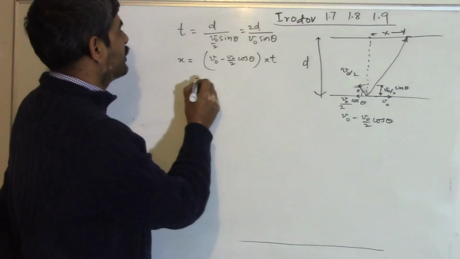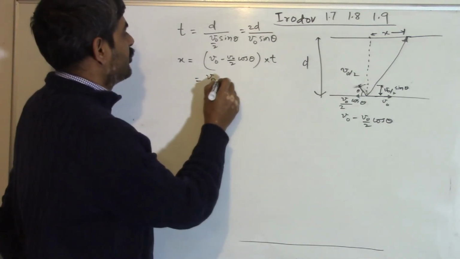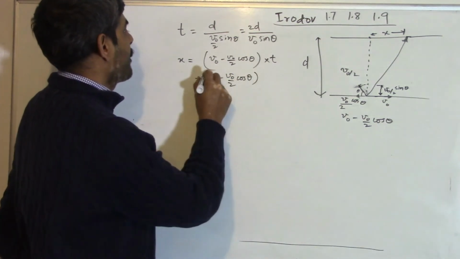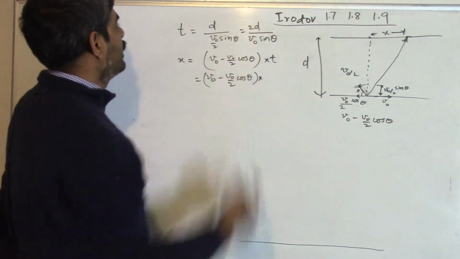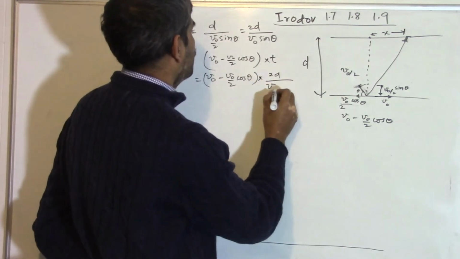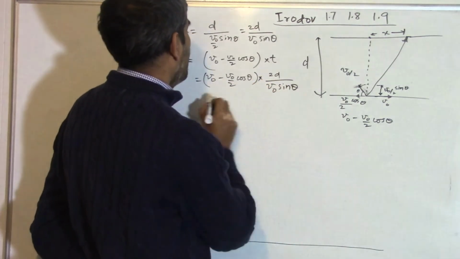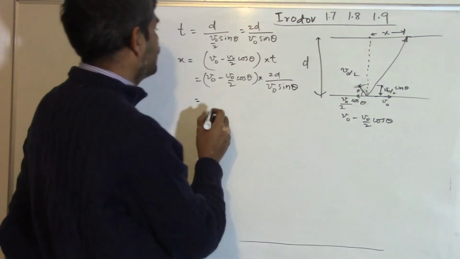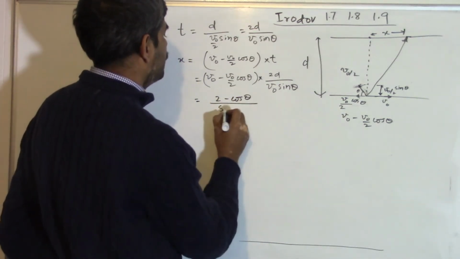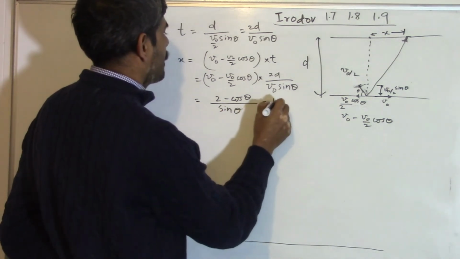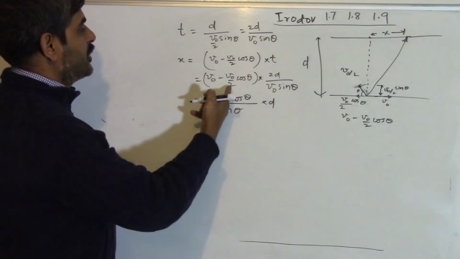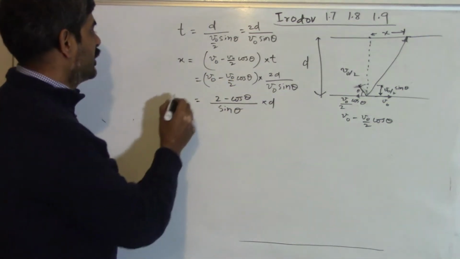So this we can write as V0 minus V0 by 2 cos theta multiplied by this time, 2d divided by V0 sin theta. I can write it as V0 cancels out, 2 minus cos theta divided by sin theta into d. This 2 cancels here, V0 cancels here, and then we have 2 minus cos theta and this sin theta.